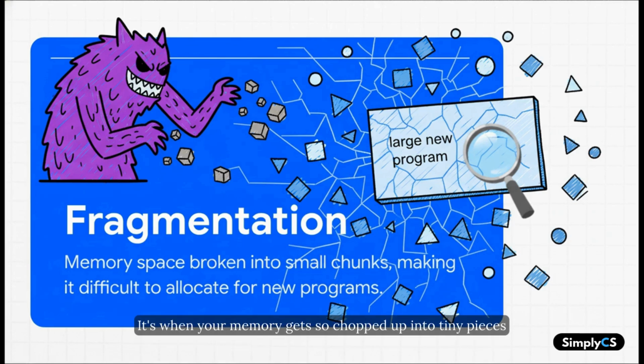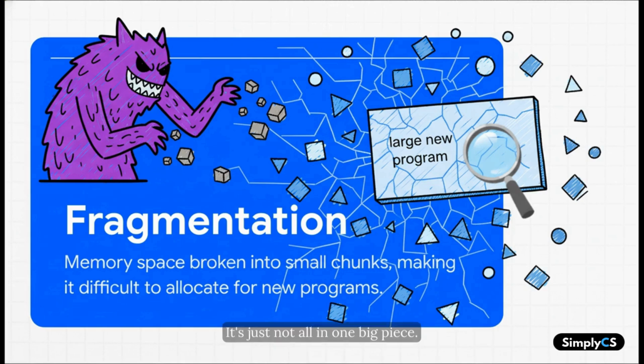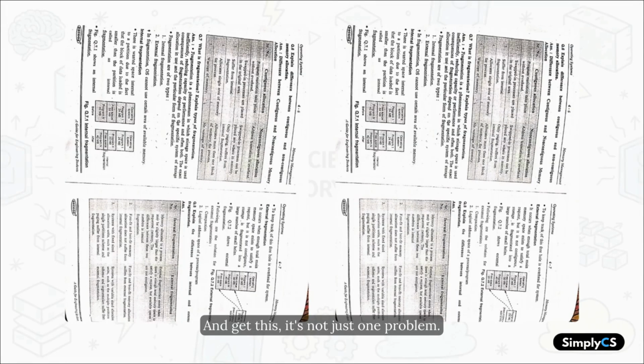It's when your memory gets so chopped up into tiny pieces that you can't start a large program, even if you technically have enough total free space. It's just not all in one big piece. And get this, it's not just one problem. There are actually two distinct types.